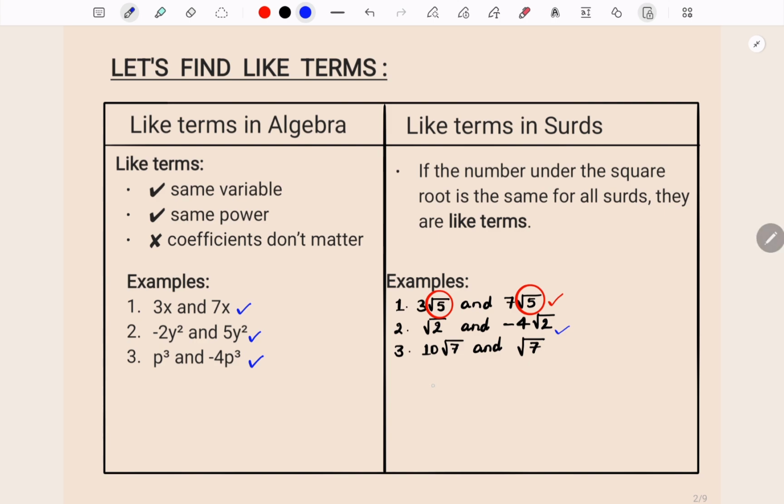What about root 5 and negative 2 root 7? Are they like terms? No, right? Why? Because the numbers that are present under the root symbol, 5 here and 7, are not equal. There are different numbers present under the root symbol in both the numbers. So these will not be like terms. All right.